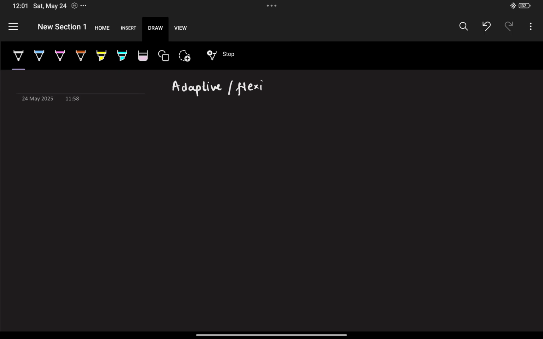So adaptive, flexible, dynamic Droop control scheme for VSC MTDC system.